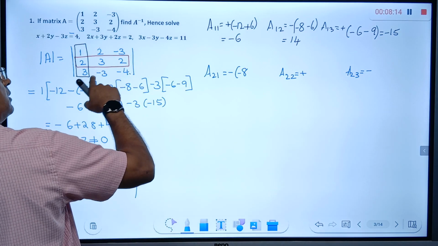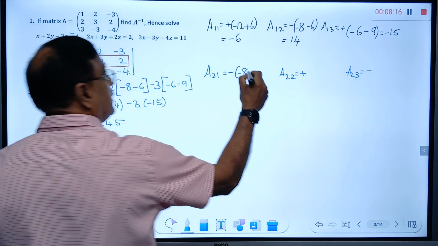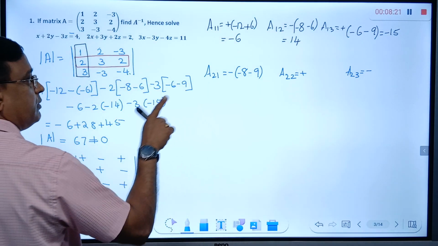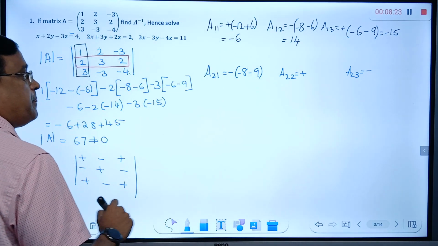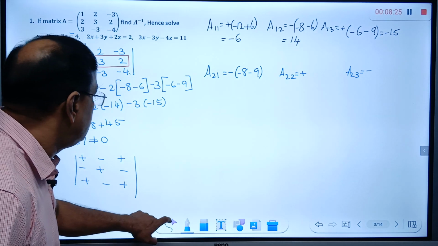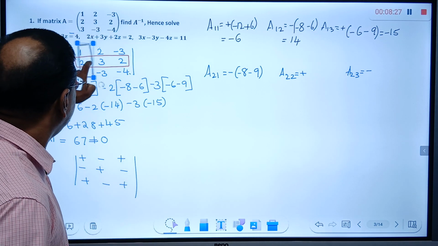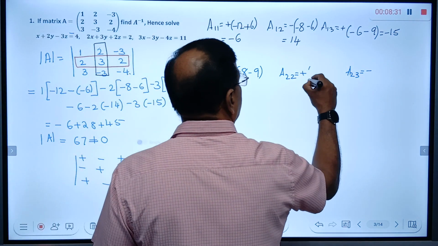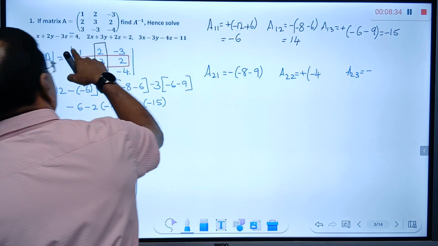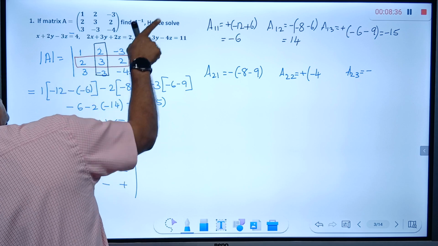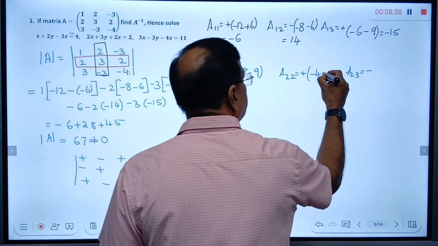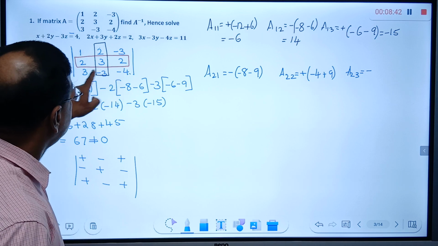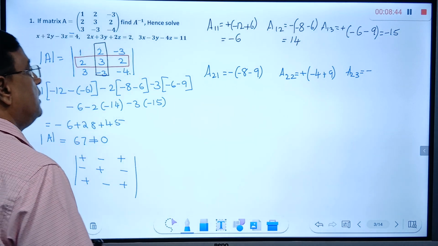See, minus 8. Minus of 9, because minus 3 into minus 3 is plus 9. So when you go upward, you put minus 9. Now what's the next one? Go to the second column. What do you get here? You get minus 4, minus 4. The reverse will be minus of minus 9, that will be plus 9, correct?